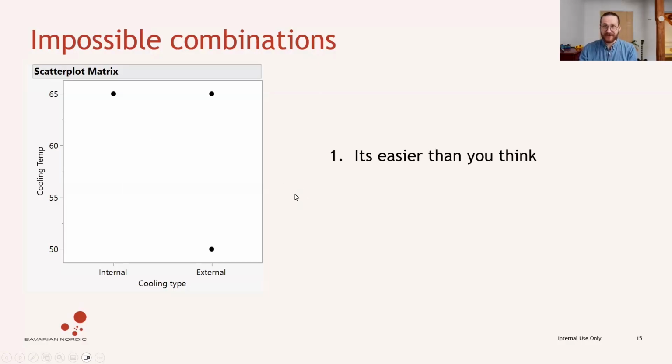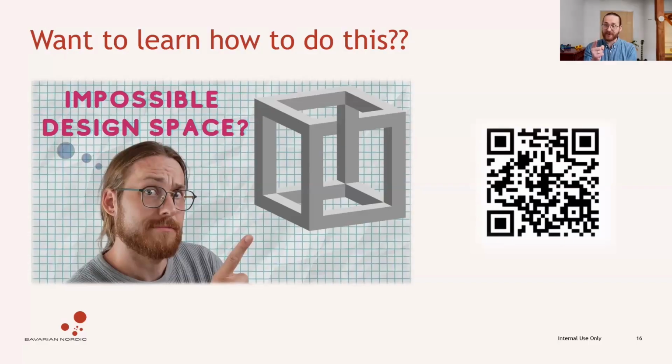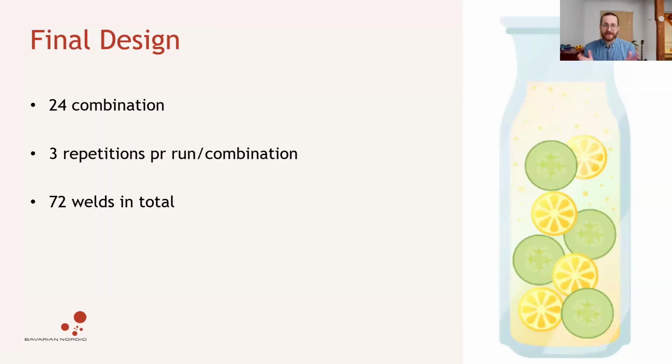Setting this up is easier than you think. And I have actually made a YouTube video that explains how to do this. And if you are watching this recording, there's a QR code you can scan and see how to make this kind of design space. So final design, 24 combinations, 3 repetitions per combination, giving me 72 wells in total.